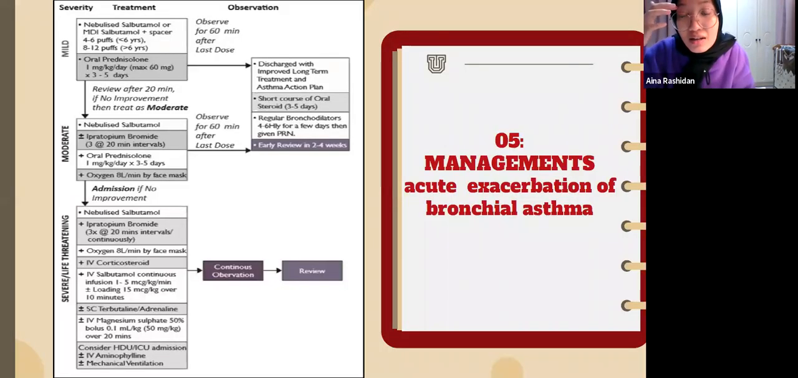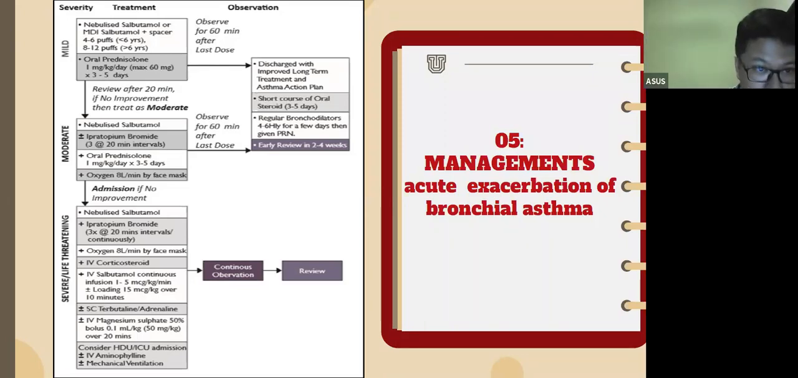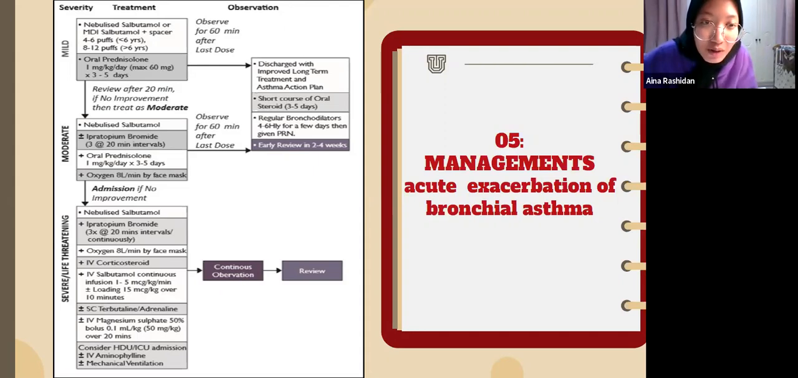Next slide. Okay. So after we have already classified whether it is mild, moderate, or severe, we will proceed with this diagram, like indicated in this diagram. So for this patient, is it moderate or severe? So we will start with the nebulized salbutamol plus minus ipratropium bromide, oral prednisolone, and give oxygen 8 liters per minute. And then after that, once we have given this, we will observe for 60 minutes and review again.